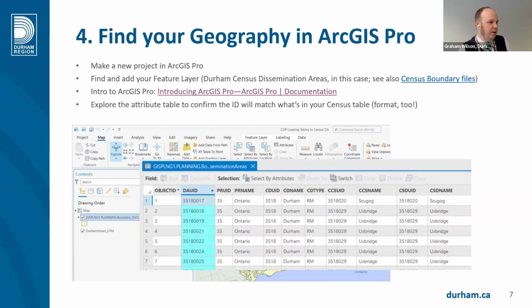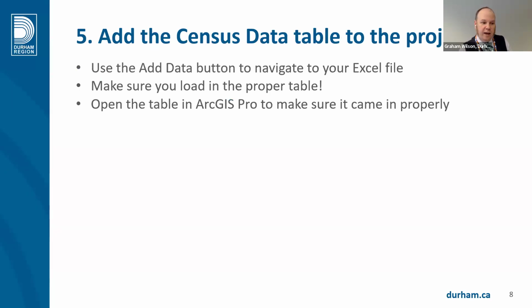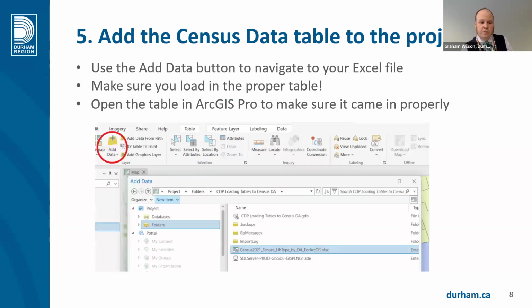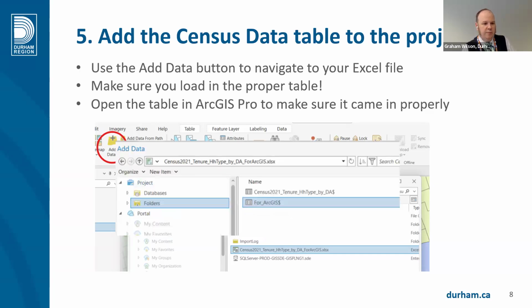So now we're going to add the census table to the project. First, we're going to use the Add Data button to find your Excel file. Navigating folders in ArcGIS Pro can be weird, so I usually just copy the file path from another explorer and drop it into the selection box to speed things up. You can also save the table in the ArcGIS Pro project folder, which is a lot easier.